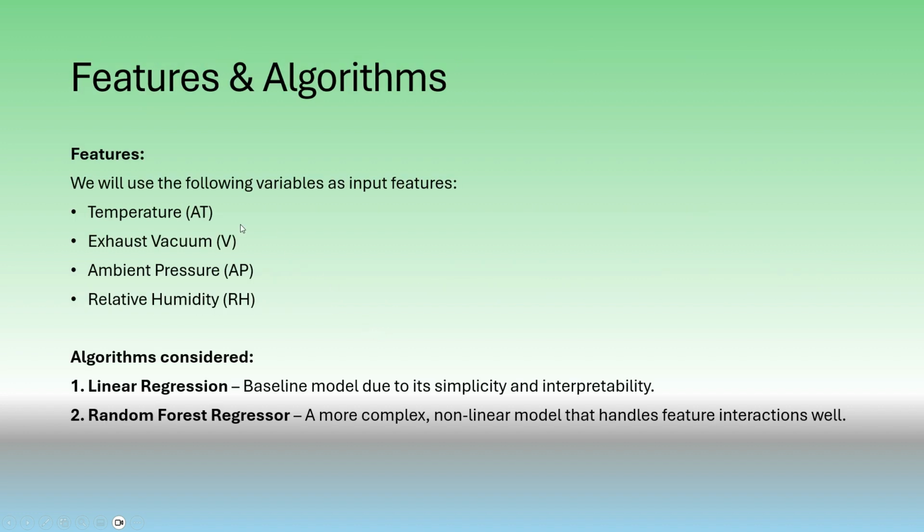So we're going to use the below variables as input features: temperature, exhaust vacuum, ambient pressure, and relative humidity. We've considered linear regression, which is basically a baseline model due to its simplicity and interpretability, and also the random forest regressor, which is a more complex non-linear model that handles feature interactions well.